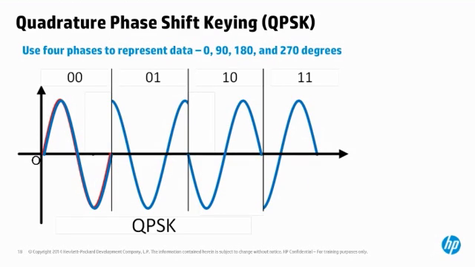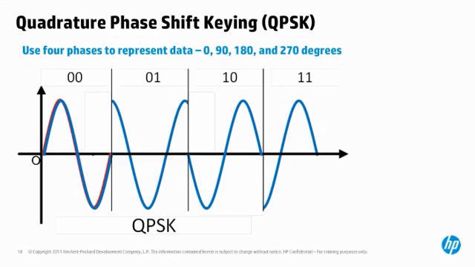What if we used 4 different phases: 0, 90, 180, and 270 degrees? With double the phase differences, we can represent twice the data. This is called quadrature phase shift keying, or QPSK. This is what 802.11b uses for 2 megabits per second.